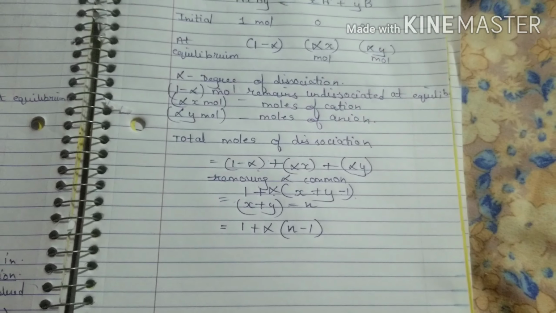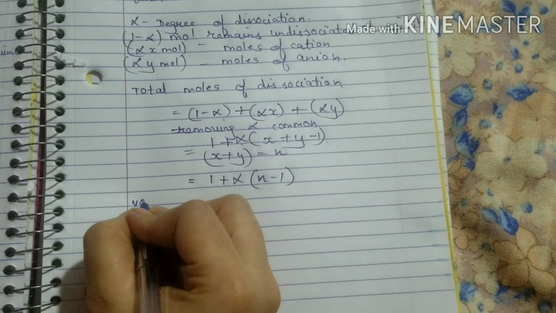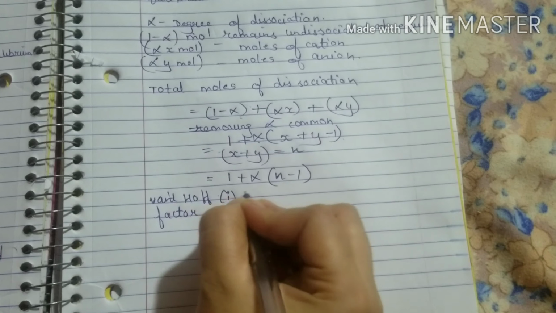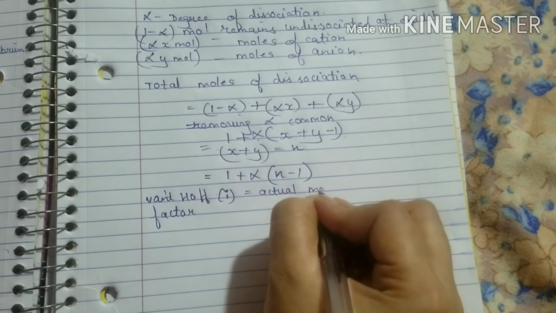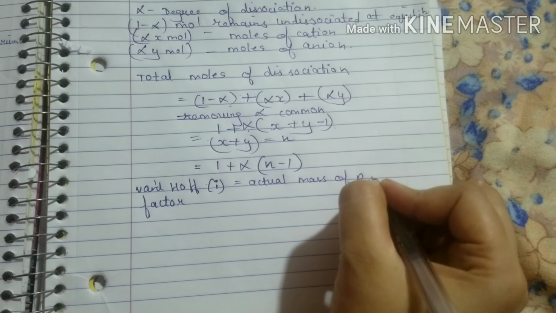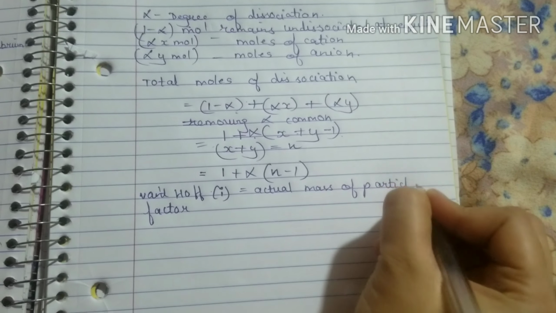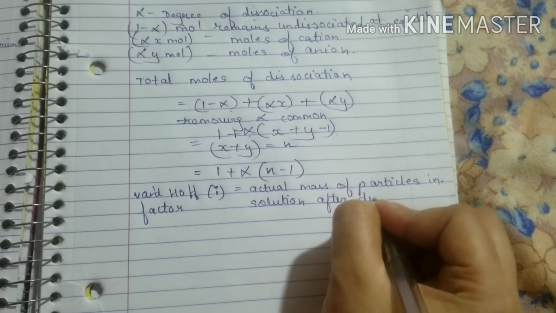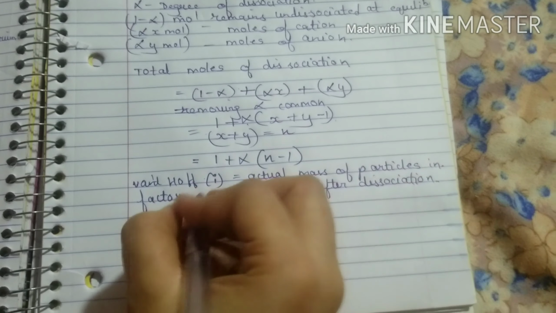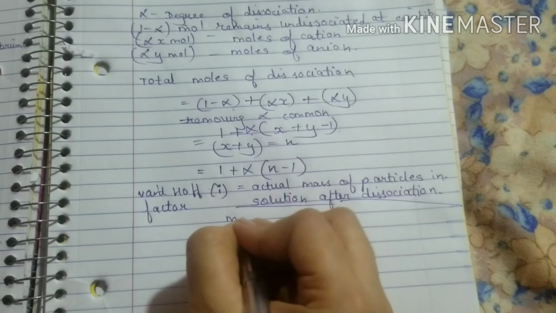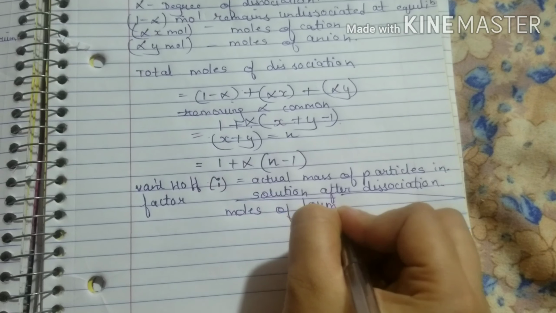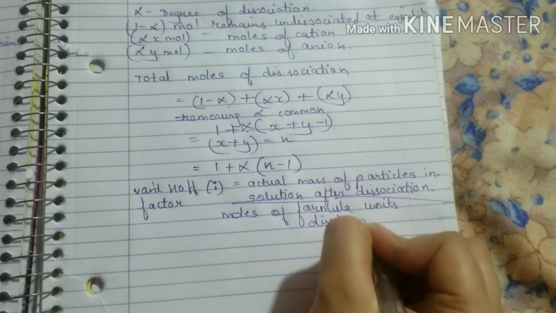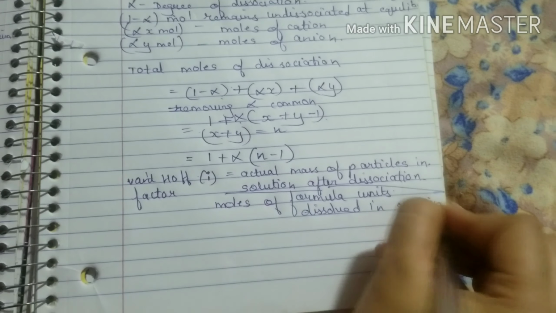Now after this you need to write the Van't Hoff factor formula. So we know the Van't Hoff factor, denoted by small letter i, is equal to the actual moles of particles in solution after dissociation divided by the moles of formula units dissolved in solution. Okay, so this is the formula for the Van't Hoff factor.